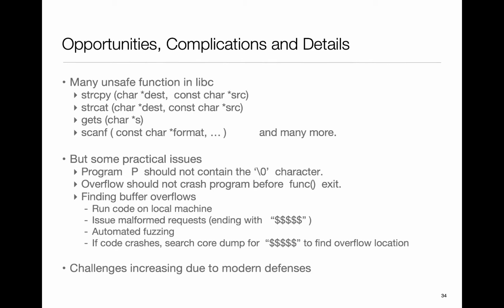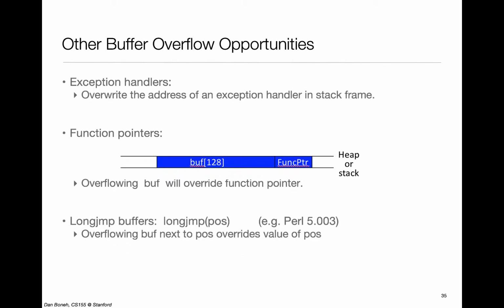And the challenges are increasing due to these modern defenses. We've mentioned a few of them, such as the stack execution protection, and we'll discuss a few more defenses that have come about since the advent of these control flow attacks. And there are other opportunities for buffer overflows. So for example, you can overwrite the address of exception handlers that are stored on the stack frame. More practically and more commonly, programmers do tend to store function pointers on the stack as well.